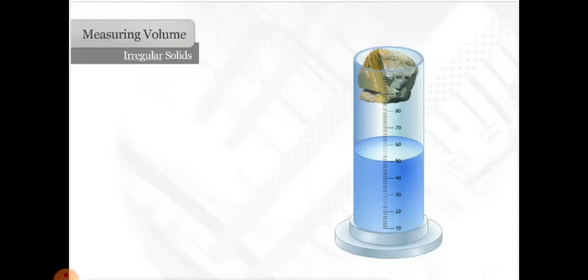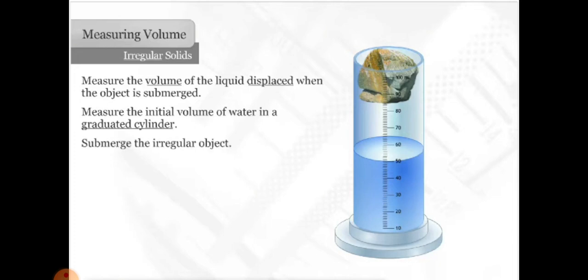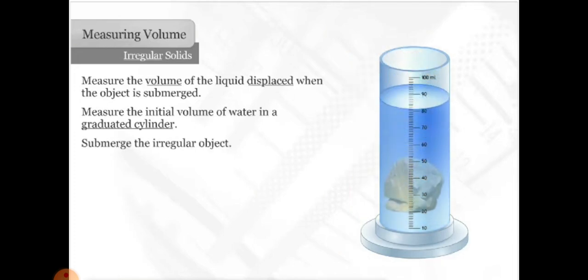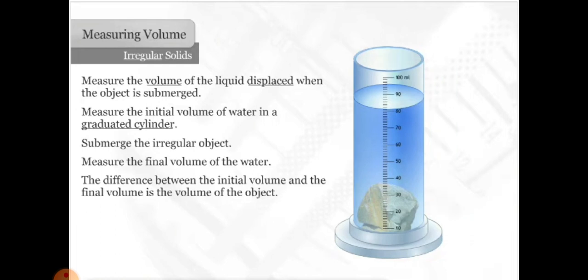To measure the volume of an irregularly shaped object, such as a rock, measure the volume of the liquid displaced when the object is submerged. To do this, measure the initial volume of water in a graduated cylinder. Submerge the irregular object, and measure the final volume of the water. The difference between the initial volume and the final volume is the volume of the object.